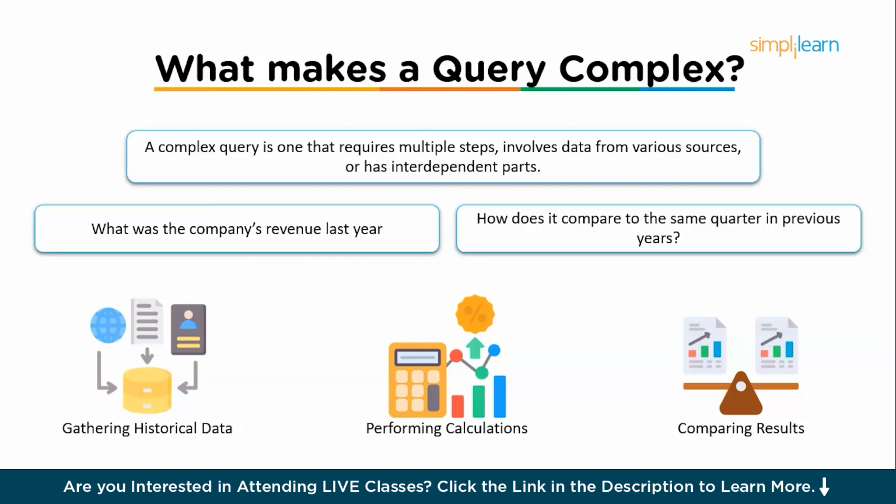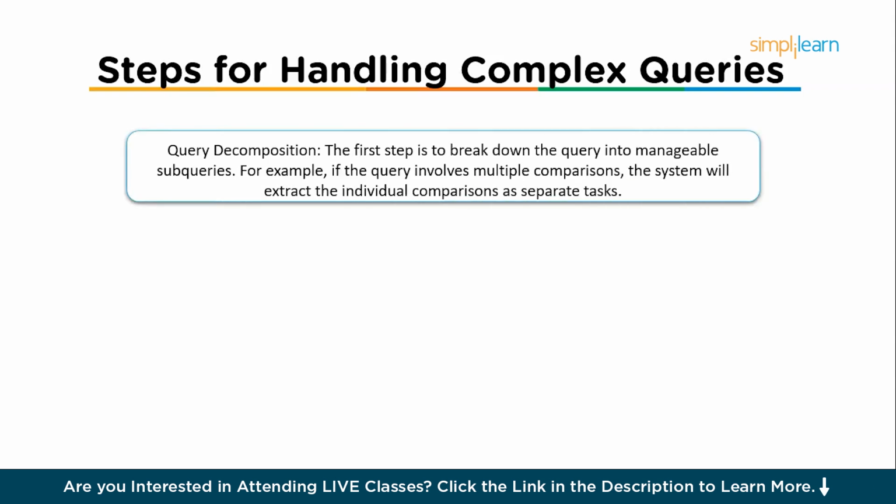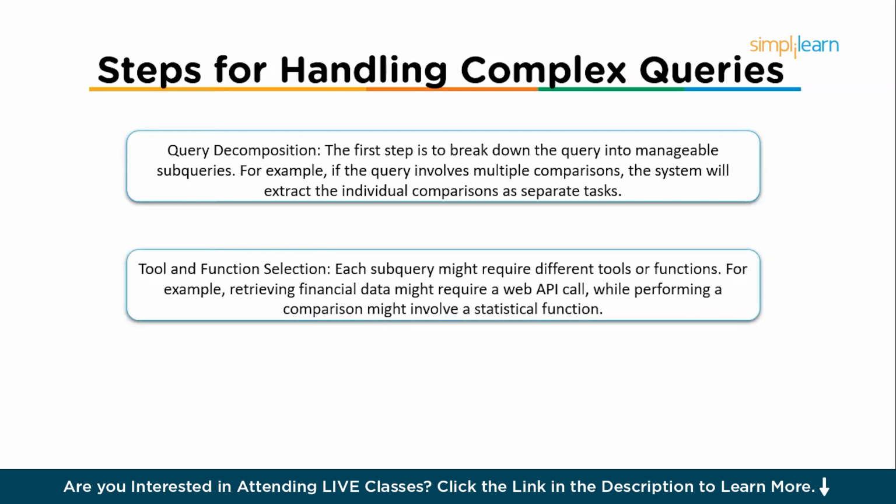So now let's move on to the steps for handling complex queries. The first one is query decomposition. The first step is to break down the query into manageable subqueries. For example, if the query involves multiple comparisons, the system will extract the individual comparisons as separate tasks. Then comes tool and function selection. Each subquery might require different tools or functions. For example, retrieving financial data might require a web API call, while performing a comparison might involve a statistical function.